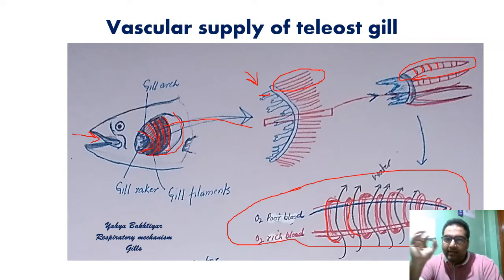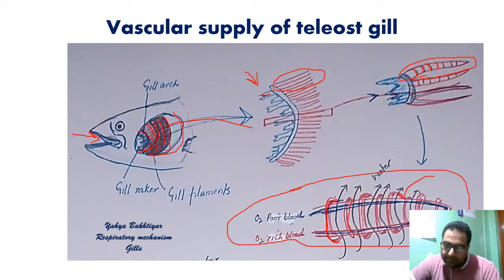This is the important thing: they are highly vascularized, and the exchange of gases takes place by the network of capillaries, wherein the oxygen poor blood comes out of this afferent artery and then moves on to the efferent artery. The exchange is taking place here in this part, where the flow of the blood is in this direction, and the flow of the water, as I have shown, is in this direction.